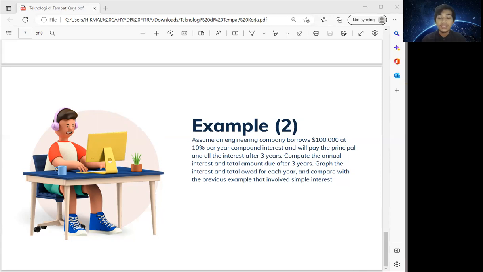We get $133,100. The payment will require no payment until year 3, when all the interest and the principal are paid. So in this case, we can calculate with the formulation for compound interest.